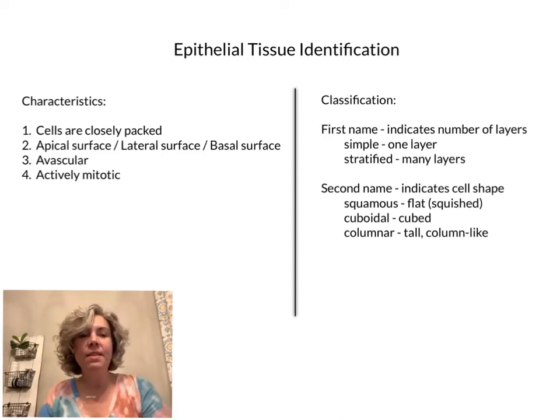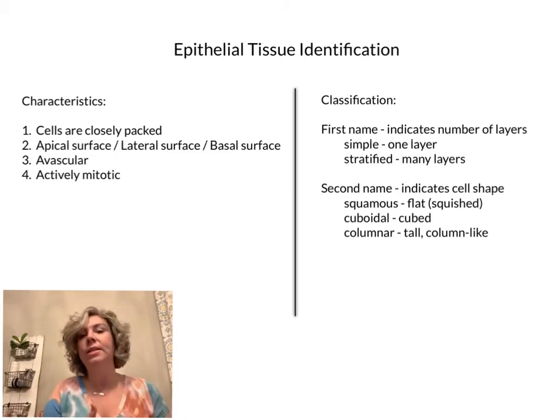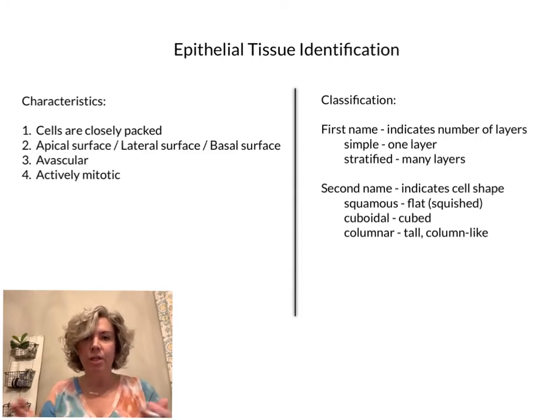Hi everyone, in this video we're going to take a look at some examples of epithelial tissue. Now before we jump into the identification part, I want to do a brief overview of the characteristics and how we classify epithelial tissue. So there are four main characteristics you need to remember when we're talking about epithelial tissue.